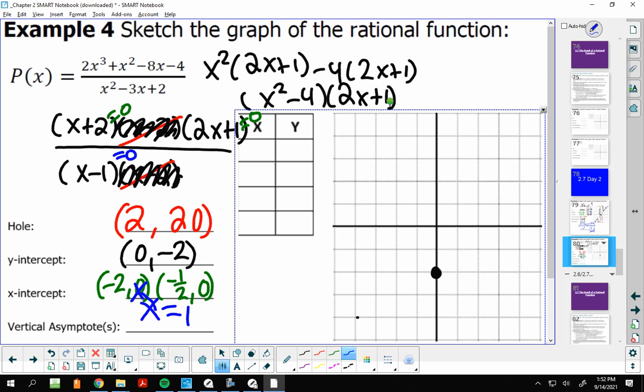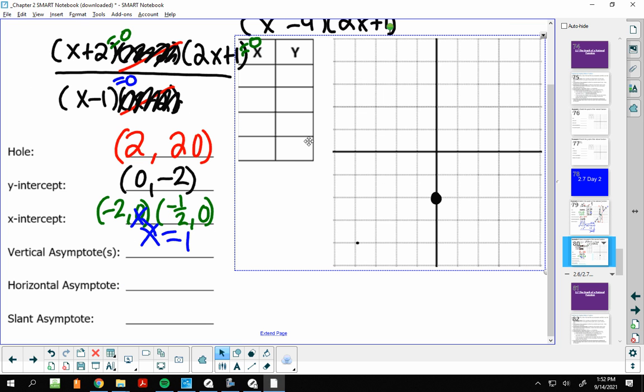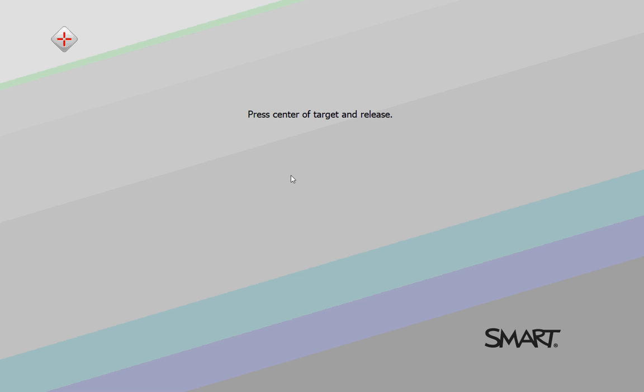And then our slant asymptote, we're going to do long division. So why don't you guys do that while I recalibrate this again. Use the denominator.